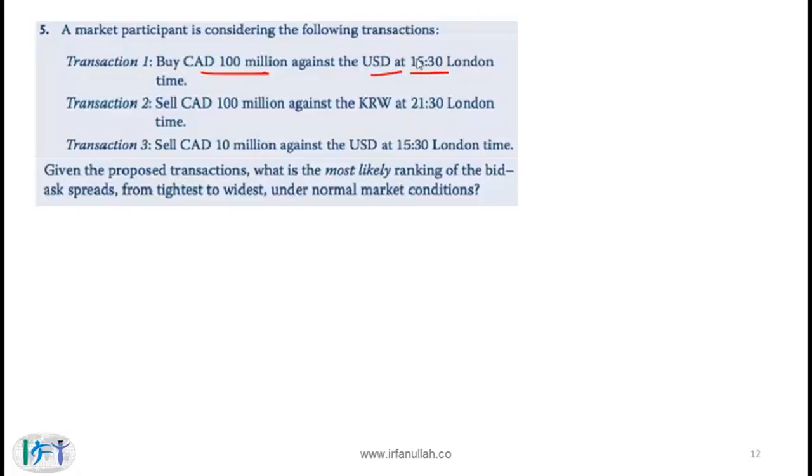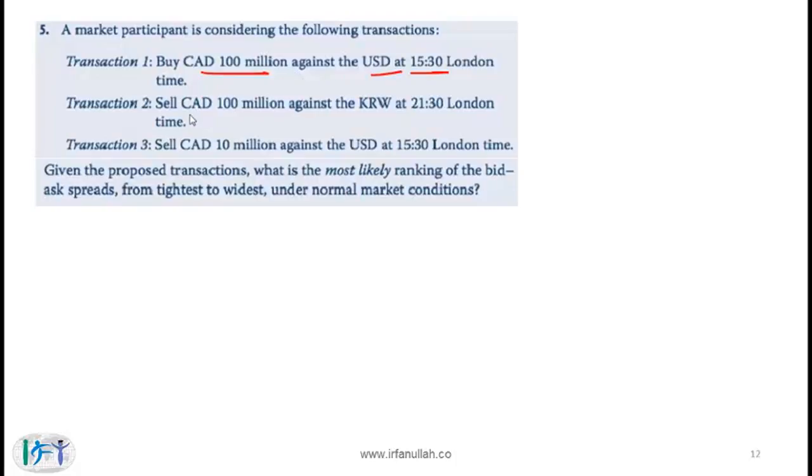So you need to understand your basic time zones to understand when the major markets are open. And if you look at your curriculum, there is a small exhibit in section 2 which shows you when major markets are open. So the major markets being Tokyo, London, and New York. So this is a large transaction at a very active time.